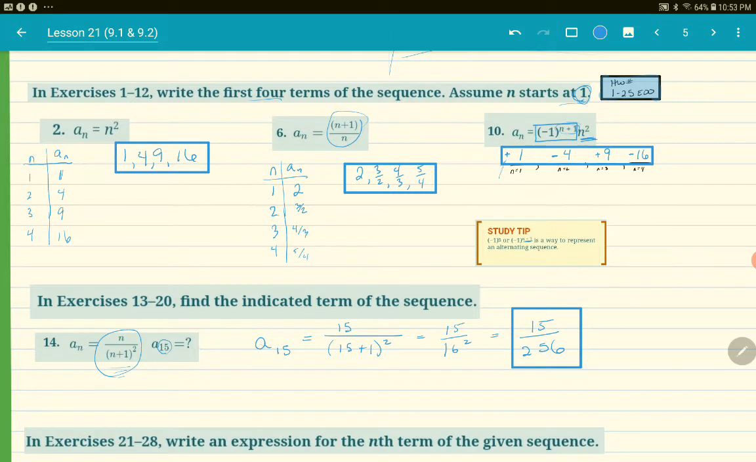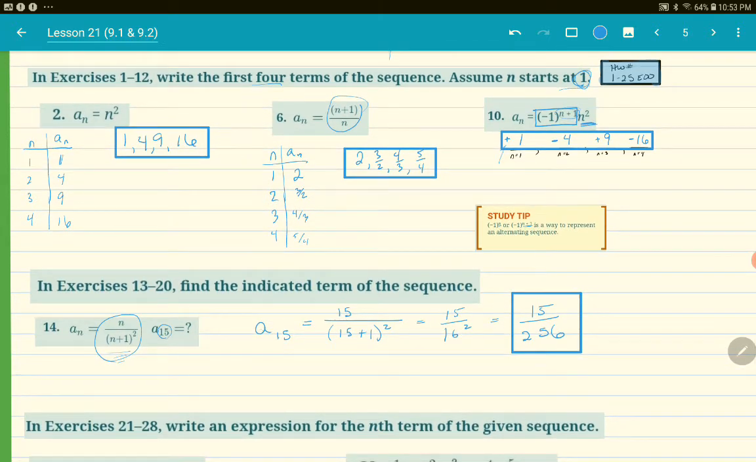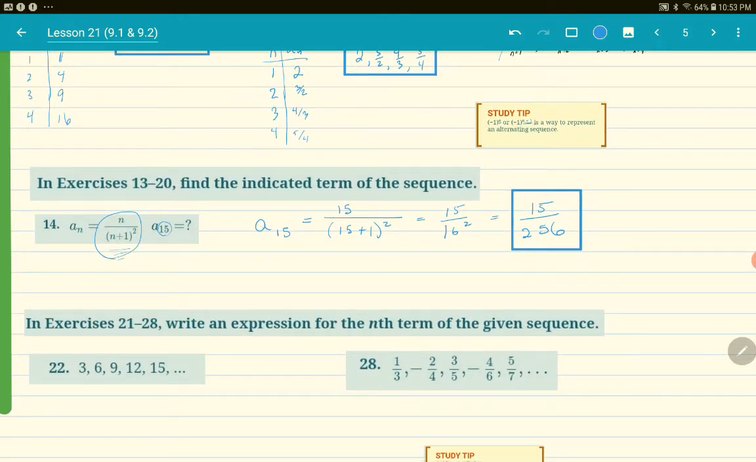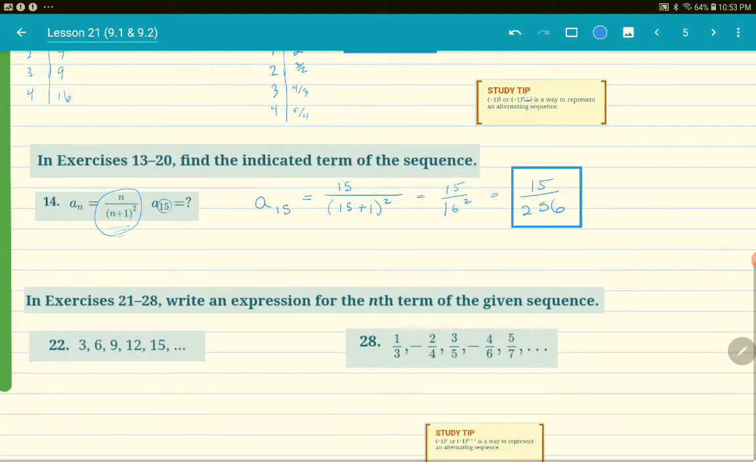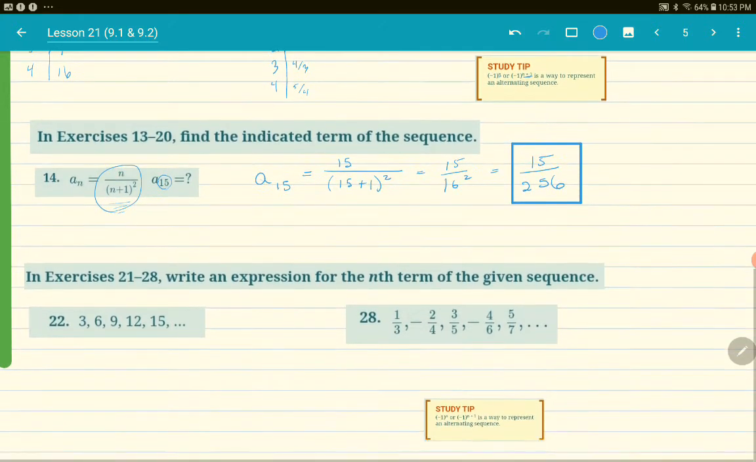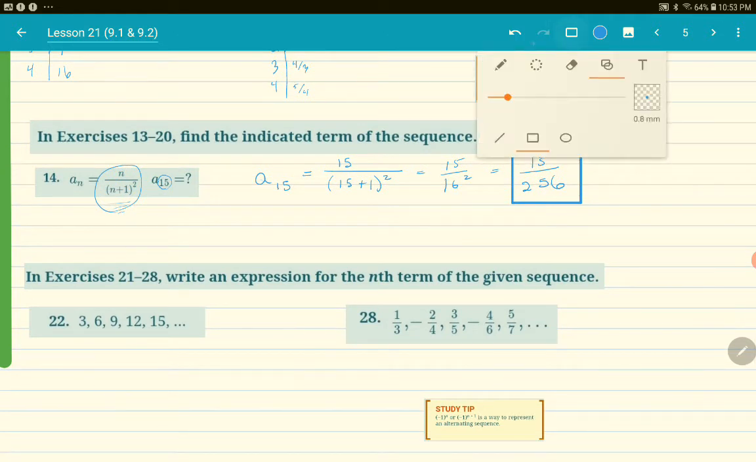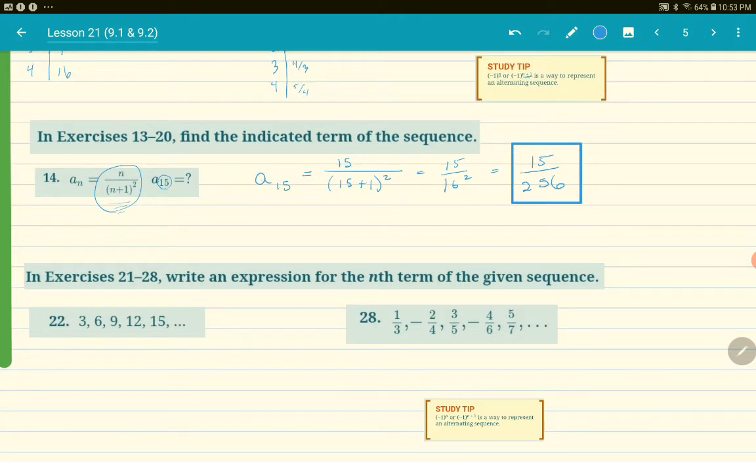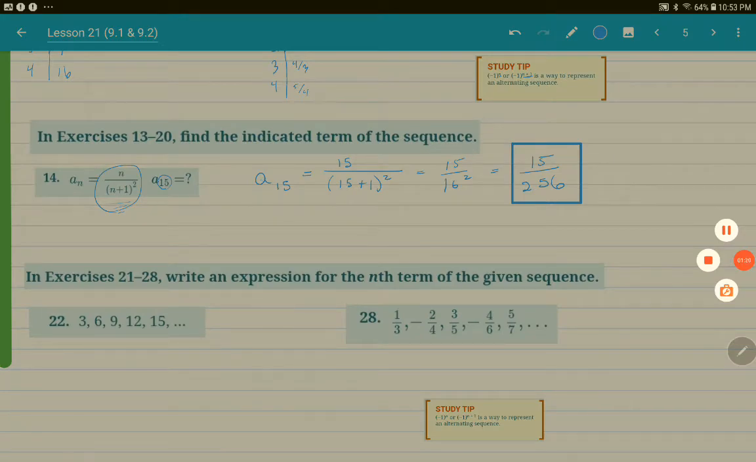In that section, you're doing every other odd from 1 to 25, so wherever that lands in that section. And then going on to 21 to 28, here we're going to write an expression for the nth term of a given sequence. So we have to use some inductive reasoning here, like we did at the very beginning of this page, and find out what that pattern is.